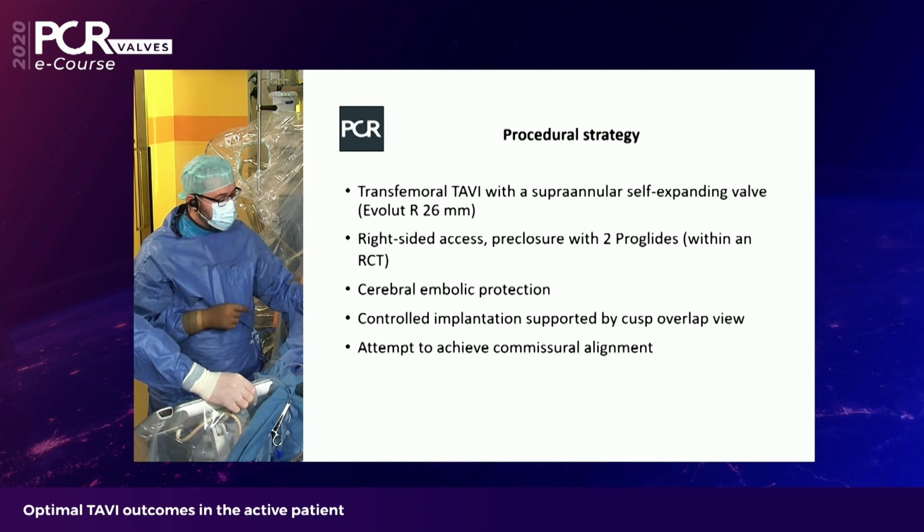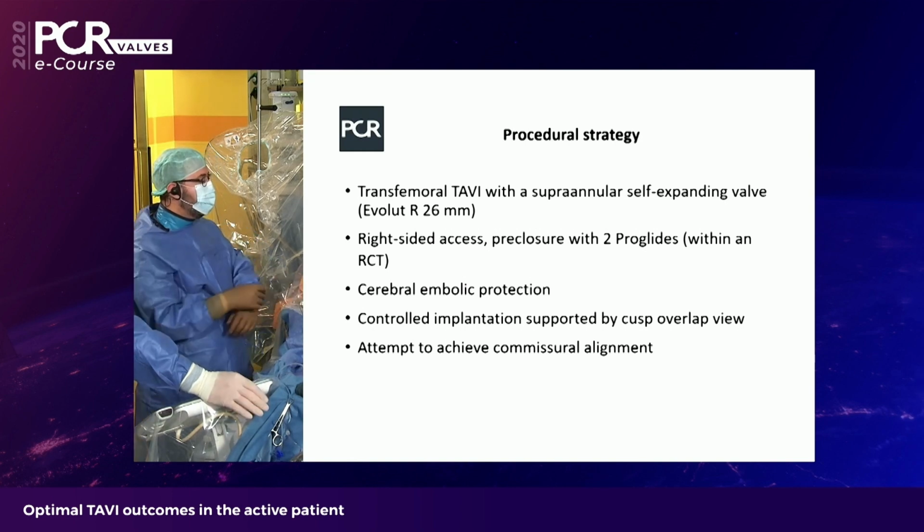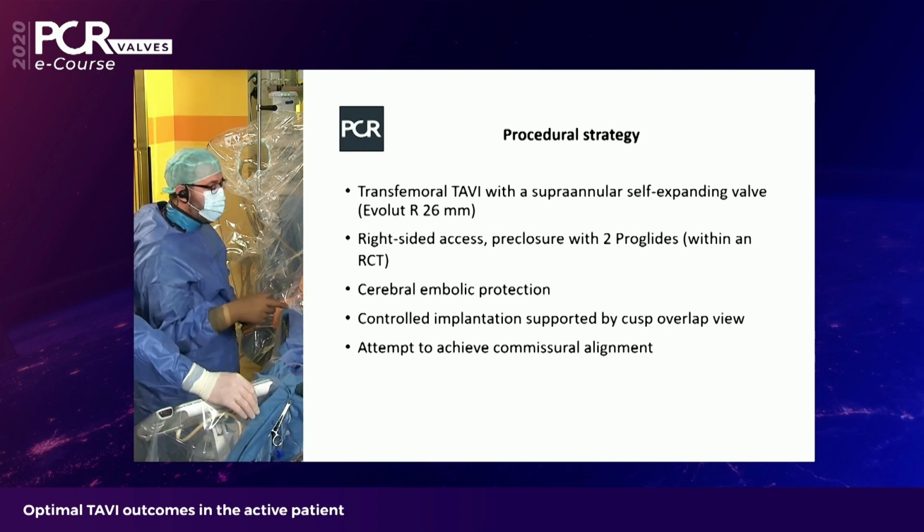The access is right-sided. We obtained access using ultrasound, and we have used pre-closure with 2 ProGlides, which is something we are doing now within a randomized trial at our center, comparing the suture and the plug-based devices. We opted for cerebral embolic protection, and our aim is a controlled implantation supported by the Cusp overlap view in order to optimize implantation depth. And we also attempt to achieve commissural alignment, and this is something we can discuss.